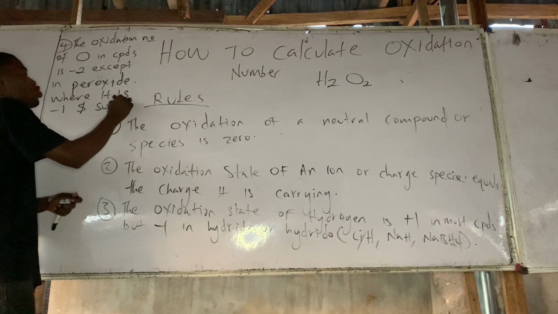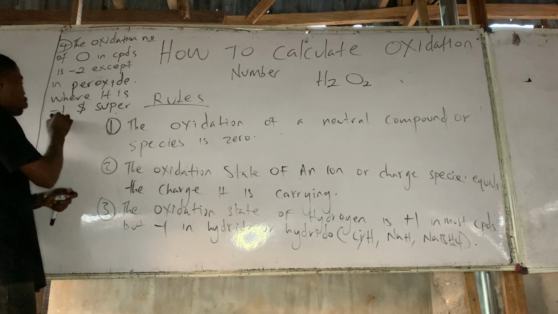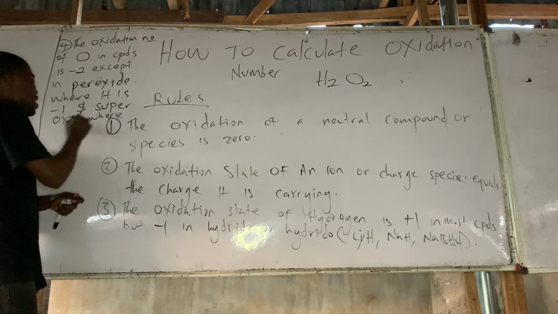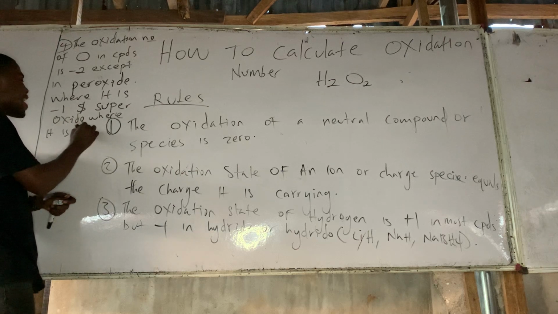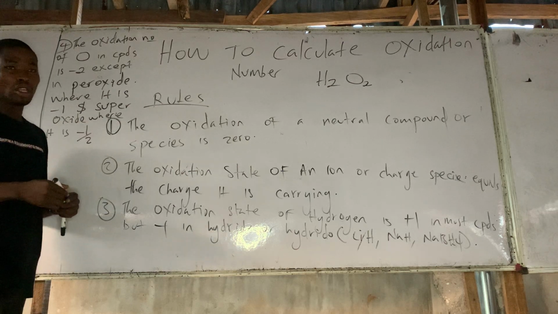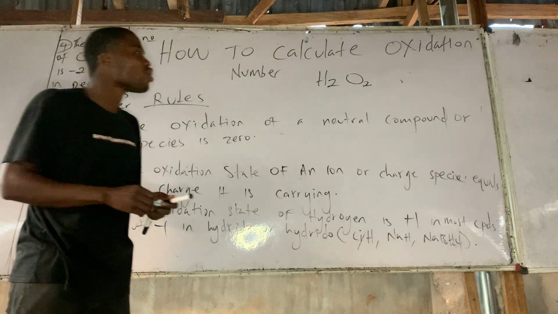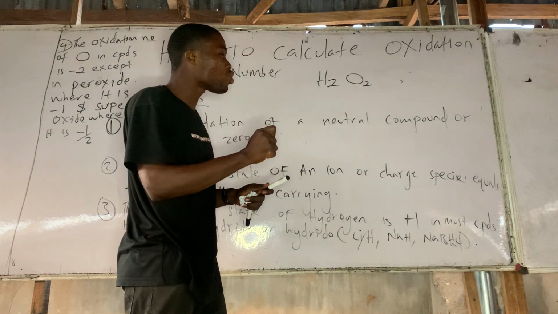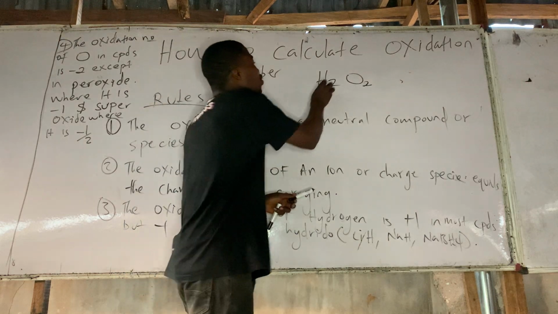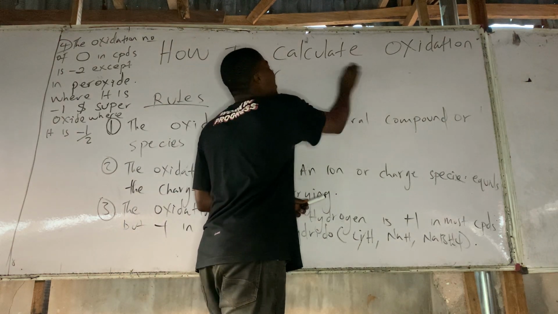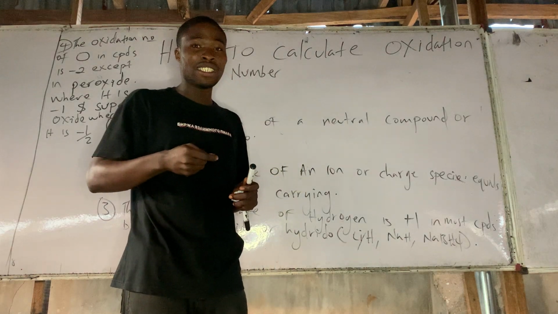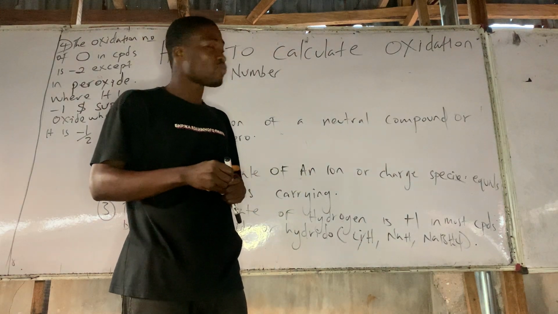Superoxide, where it is -1/2. That means the oxidation state of oxygen in a superoxide is -1/2. How? Now I'll show you what a superoxide is. Superoxides are oxides that have a higher proportion of oxygen than peroxides.